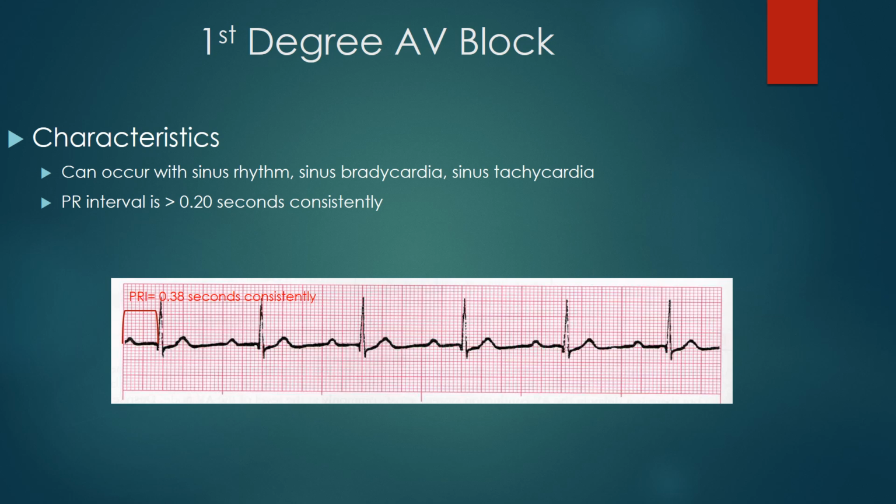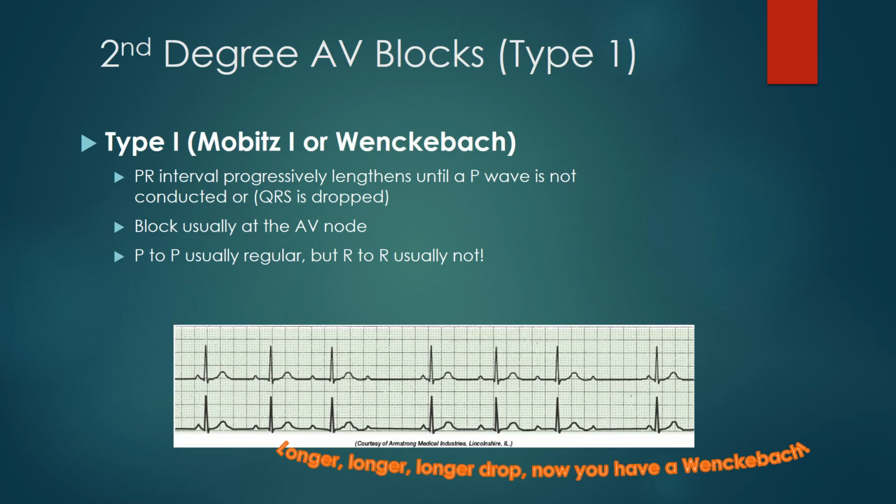We will still have a regular rhythm. We will still have good P waves. They're still going to look normal. We still have one P wave to every QRS. Our QRSs are still within normal limits, less than 0.12 seconds. The only thing wrong here is a prolonged PR interval, and it's consistent. So for example, if our PR interval were 0.38 seconds, it should be 0.38 seconds on every PR interval for the entire strip.